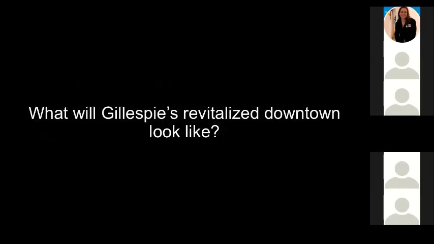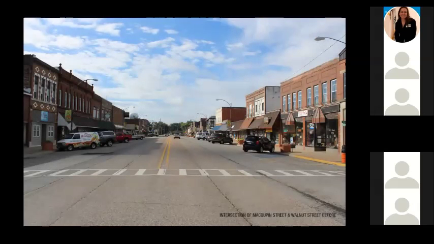So what will Gillespie's revitalized downtown look like? This is Gillespie as it appears now. It's worth noting here that the street is 74 feet wide. It's a massive amount of pavement. That's because for many, many years, a railroad ran down the center of the street. When the railroad left town, it gifted the city ownership of the right-of-way, with the exception of the 30 feet of state highway down the center. Basically, the city owns the 45-degree parking areas on both sides of the street, which you see here.